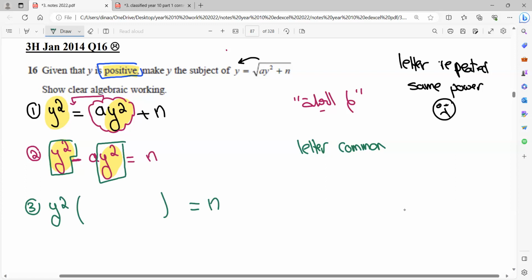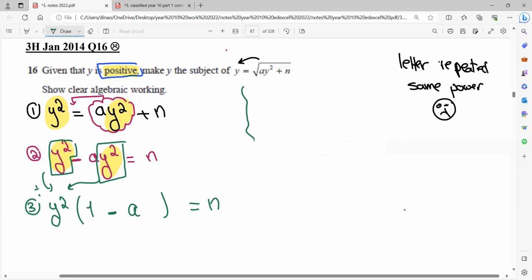Okay, now let's see. So y squared divided y squared is 1 minus this term over here divided y squared is a. Okay, يبقى أنا if the letter I am dealing with has a power, whether it's power 2, طبعا it must be the same power in both letters. I take the letter بالpower بتاعه.